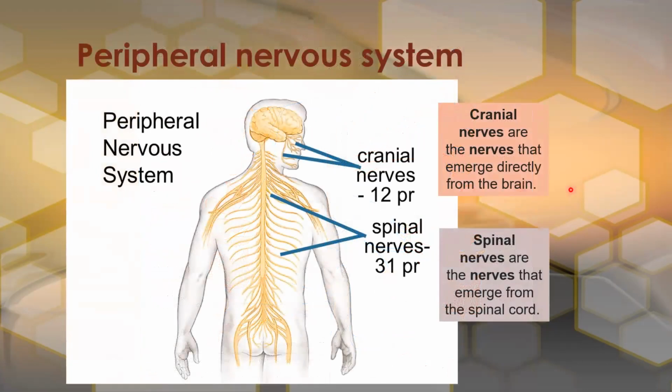Okay, for the peripheral nervous system, there are cranial and spinal nerves. The cranial nerves are the nerves that emerge directly from the brain. So we have 12 pairs of cranial nerves, and spinal nerves are the nerves that emerge from the spinal cord. So cranial and spinal nerves are the peripheral nervous system.